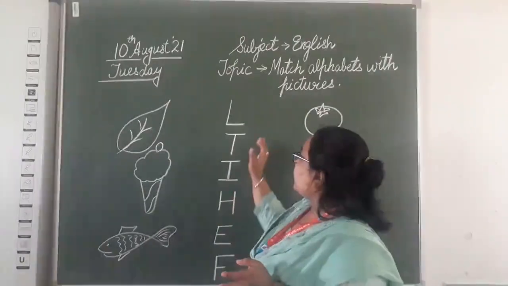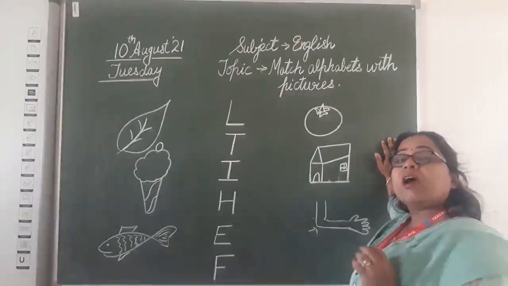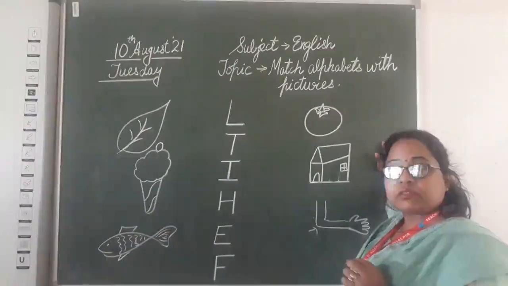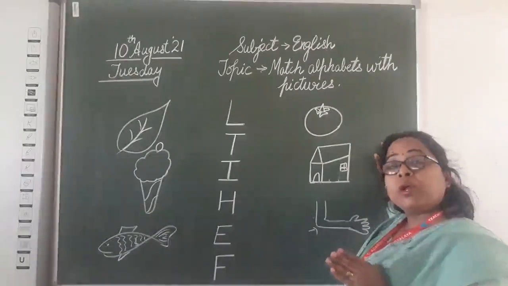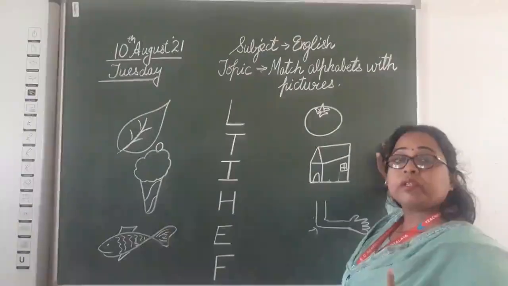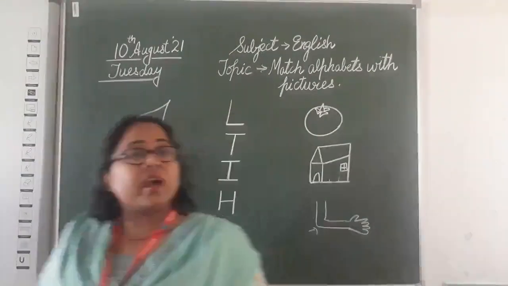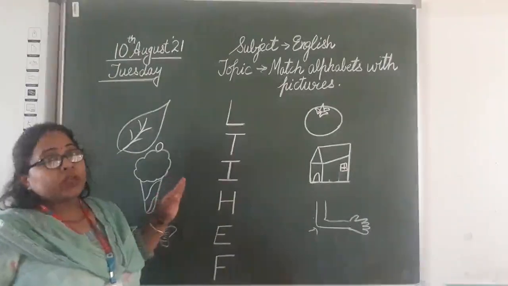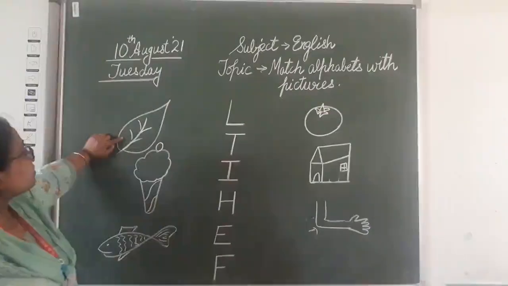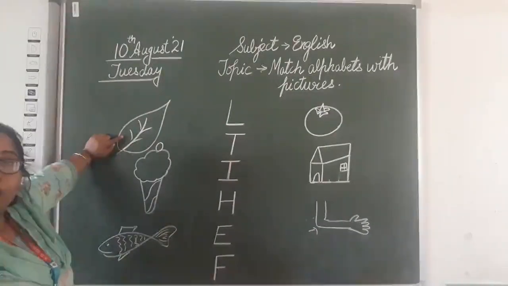If you will see on both the sides of these alphabets, I have drawn some pictures. So what you are going to do? You are going to match the correct picture with alphabet. Clear? So to move towards that, let us first see which are the different pictures we have. What is this? Leaf. What picture is this, class?